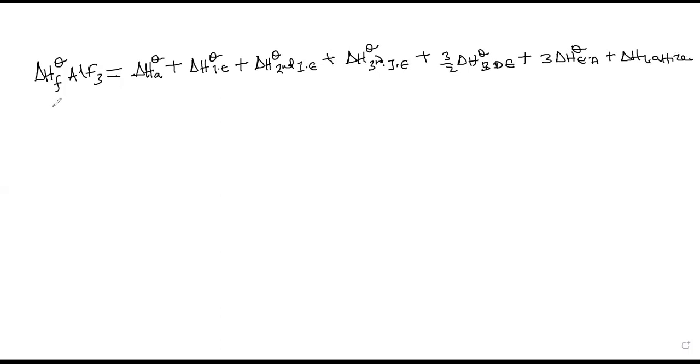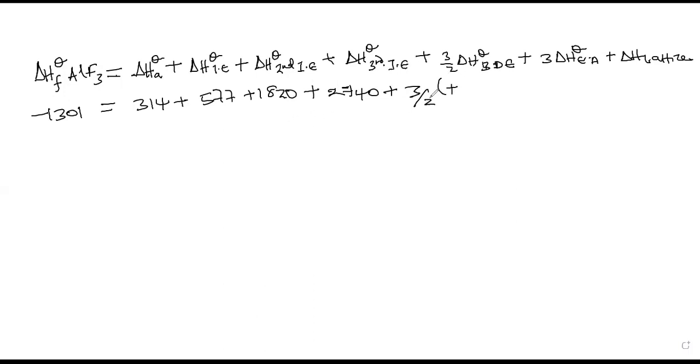So when you substitute, the enthalpy of formation was given as -1301, equals 314 plus 577 plus 1820 plus 2740 plus 3 out of 2 of positive 158, then plus 3 times -348 plus lattice energy.